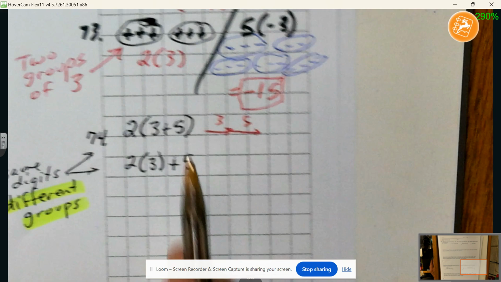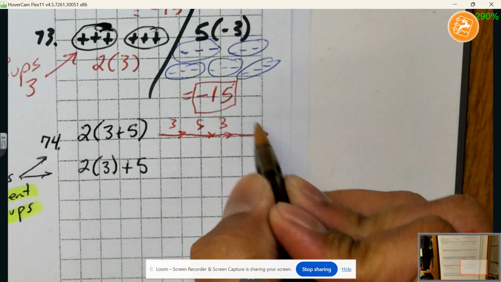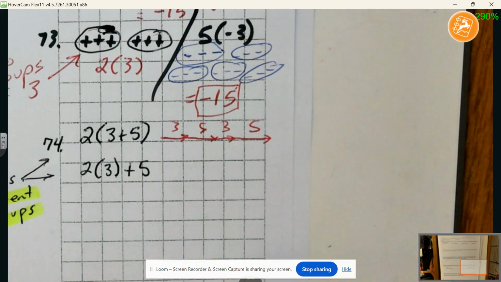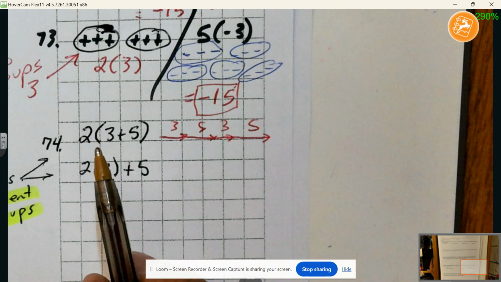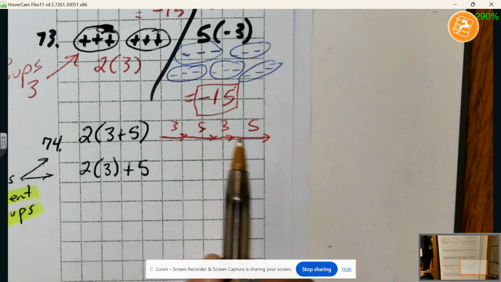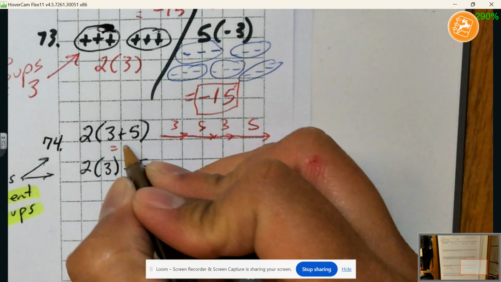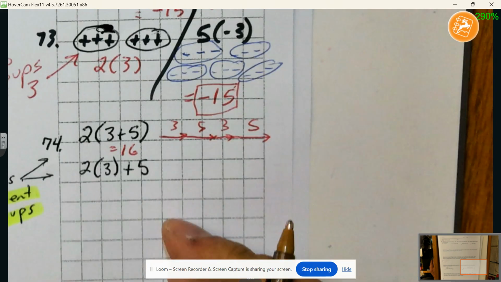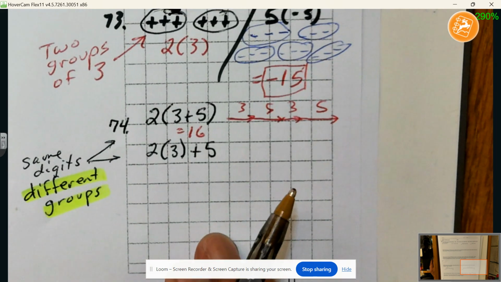So two groups of 3 and 5 look like this. Two groups of 3 plus 5. And what is that value? Well, I have 3 and 5, that's 8, and then 3 and 5, that's 8. So that equals 16. Okay, now this one, are we going to get the same amount?